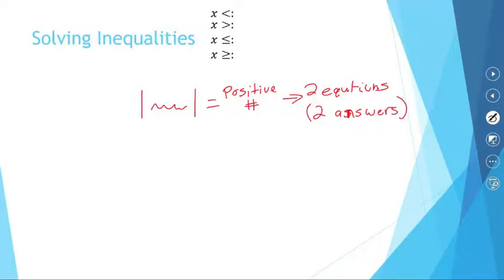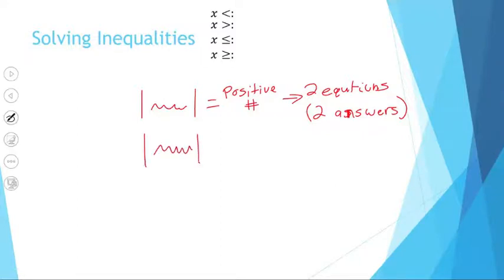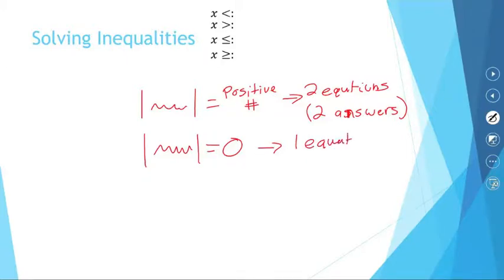All right, so if you have the absolute value of whatever and it equals a positive number, you'll make two equations, and you'll have two answers. If you have the absolute value of some junk and it equals 0, you're only going to have one equation to solve, and therefore only one answer or one solution. That's because there's no such thing as a negative 0, so that second equation wouldn't exist. If you set one equal to positive 0 and the other equal to negative 0, that's not any different. So you just have that one equal to 0.